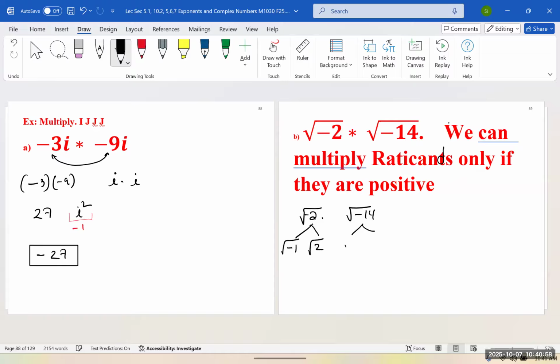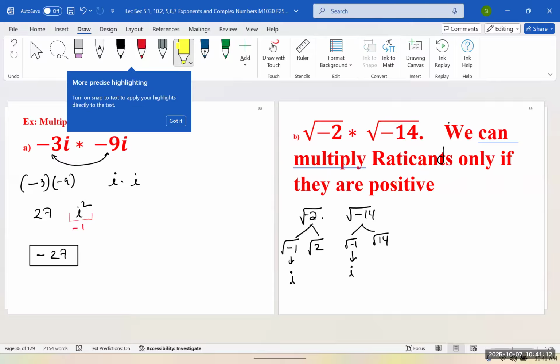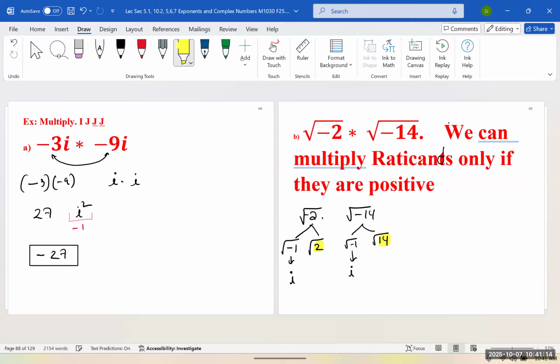So square root of -1 times 2, square root of -1 times 14. And we know this gives us i, and this also gives us i. So once you pull your i out of the radicand, now see 2 and 14, they are positive. So we are allowed to multiply them because they are positive. So when you multiply, we get square root of 2 times 14, 28. So we have i times i, i squared, and square root of 28.